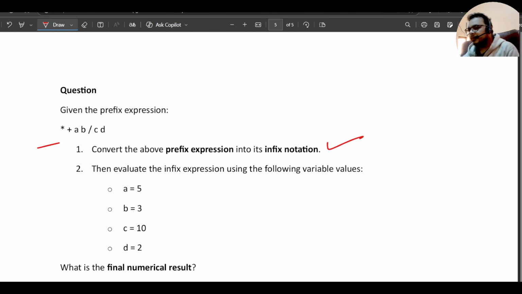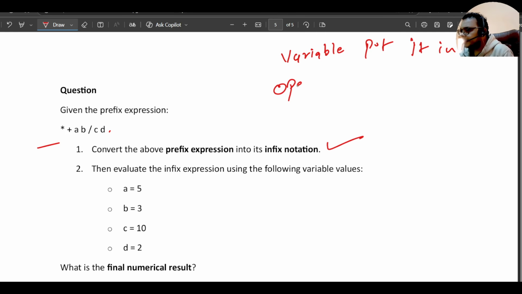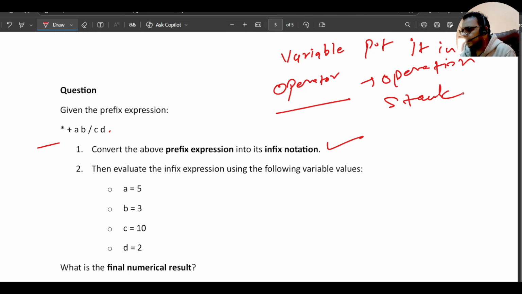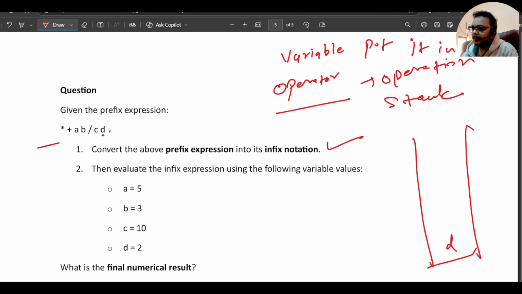When we want to convert to infix, we always start from the right. This is the simple formula to convert it into infix: if there is any variable, put it in a stack. If there is any operator, perform the operation, and then after performing the operation, push the result into the stack again. Suppose we start from here. There is D. This is our stack. So we will push D here. Then there is C, so we will push C here.